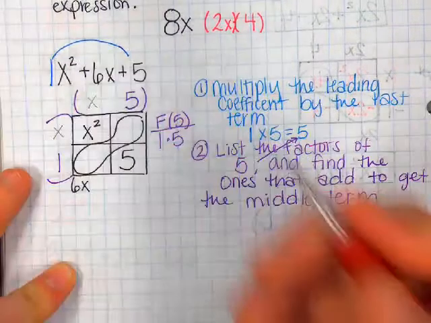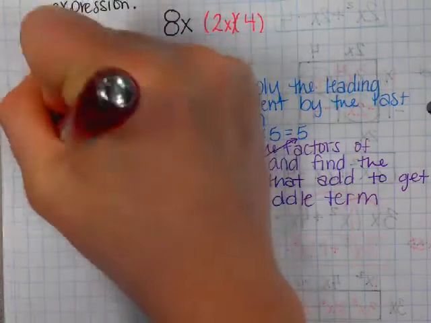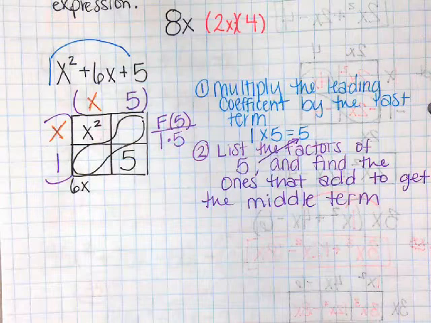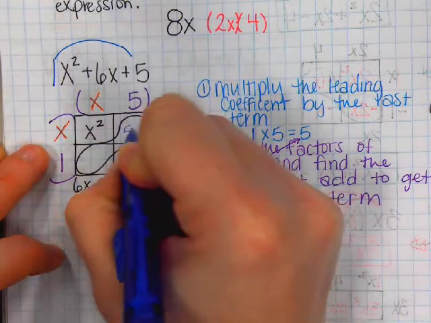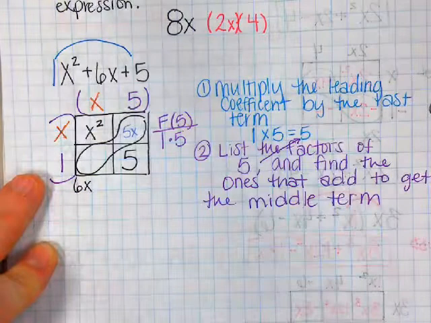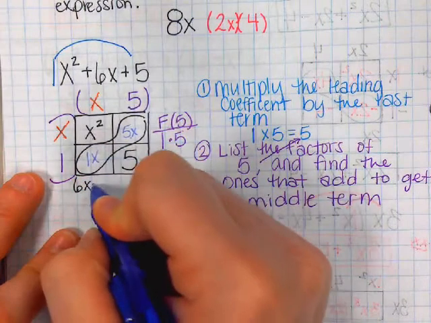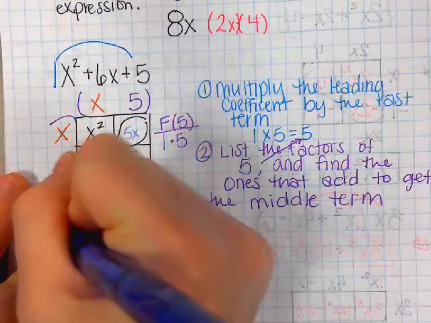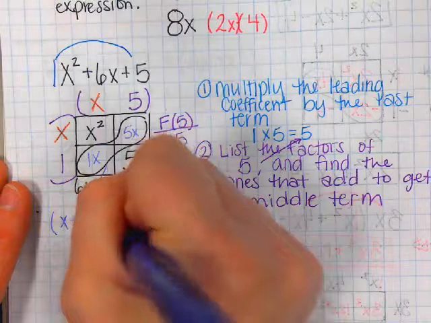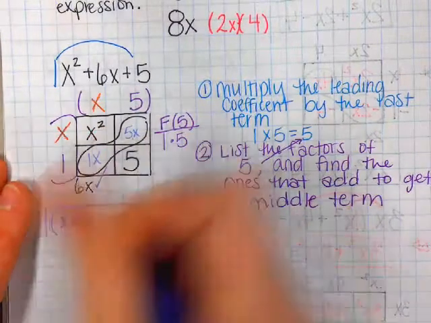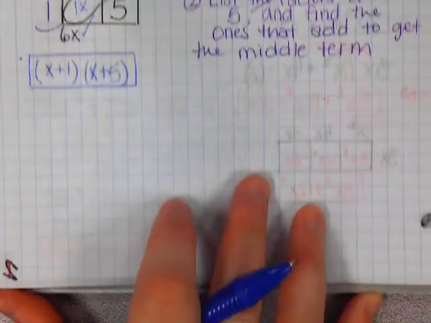And then what multiplies to get an x squared? Well, x times x gives you an x squared. Sorry, that pencil doesn't really show up. X times x. Okay? And then we can multiply 5 times x, it's 5x, that's what goes in this box. And then 1 times x is 1x. Does 1x plus 5x equal 6x? Yes. So then my factors are x plus 1 and x plus 5. And those are the factors.